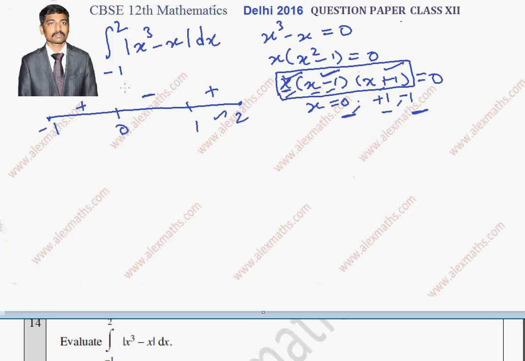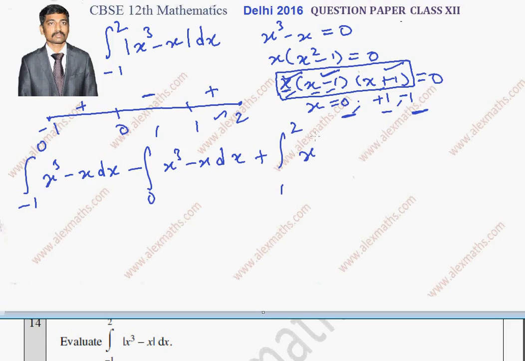So this mod is split into three parts. The first part is minus 1 to 0 of x cube minus x dx, then minus times of x cube minus x dx, with the interval from 0 to 1, then 1 to 2, again positive x cube minus x dx. Now integrate and substitute the limits.